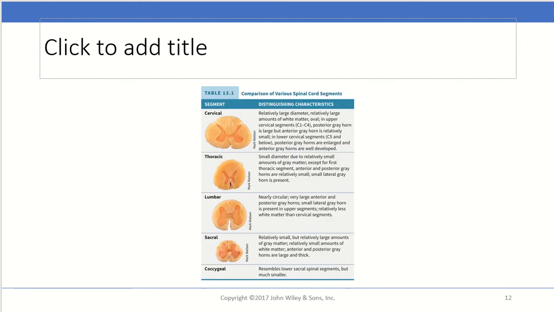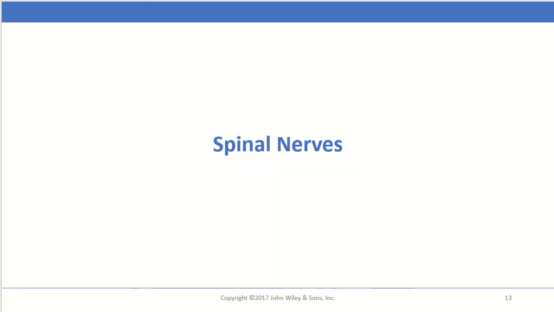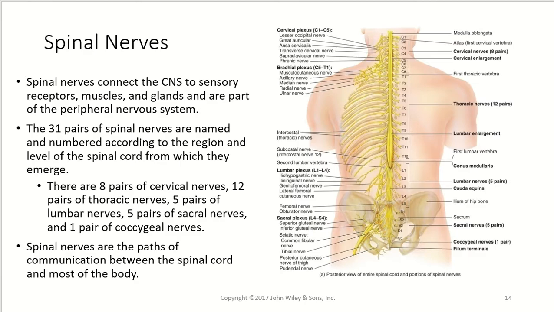So here we have just a nice little table looking at a comparison of the various spinal cord segments and their distinguishing characteristics. So now that we've talked about the spinal cord itself, let's look at the spinal nerves that go with that. The spinal nerves are going to connect the central nervous system to the sensory receptors, the muscles, and the glands all throughout the body, and all of these are going to be part of the peripheral nervous system.